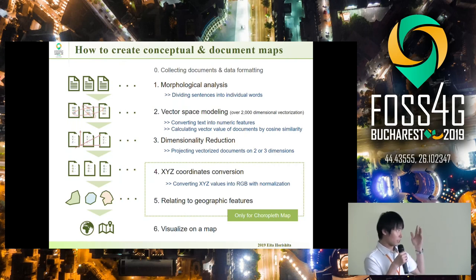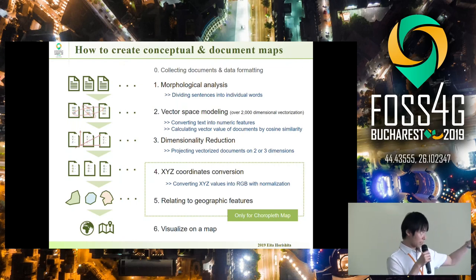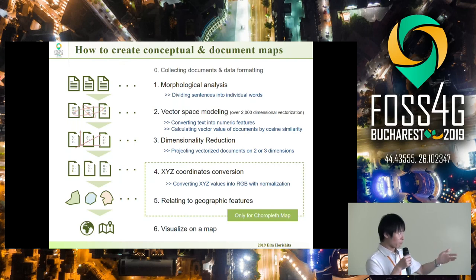So that is an example of document mapping. And if it is reduced into 3 dimensions, XYZ coordinates, it's also visualized on the GIS software. But this time, I converted the XYZ coordinates into RGB values with normalization and related them to their geographic features. This is the conceptual coherence map I introduced in the beginning. The last step is visualizing on the map. For visualizing, I used QGIS and Leaflet.js.